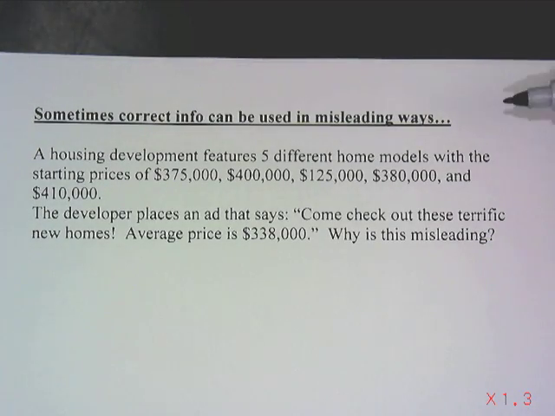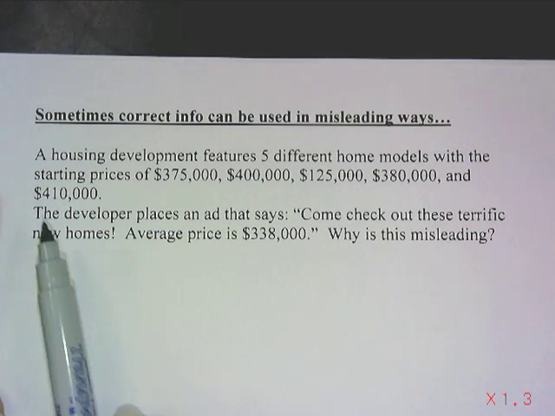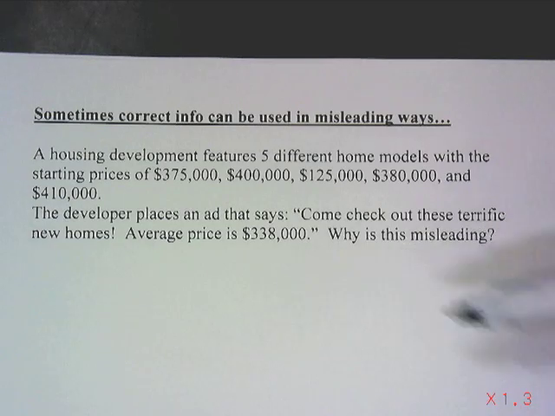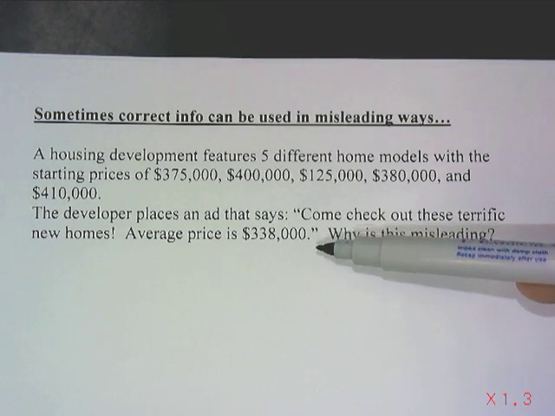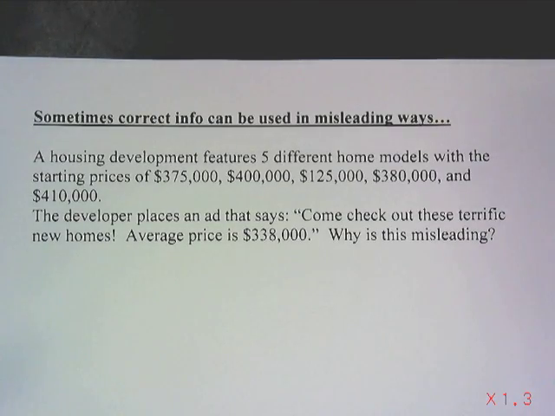Now, something else to talk about. Sometimes completely correct information can be used in misleading ways. So let's say you have a housing development with 5 different home models and their prices are $375,000, $400,000, $125,000, $380,000, and $410,000. Then the developer places an ad in the paper that says you should totally come and check out our neighborhood. The average price of our homes is $338,000. Why is that misleading? That's not inaccurate. If we were to average these 5 numbers together, we would get $338,000. But why is that maybe not the best representative number of this set of data?